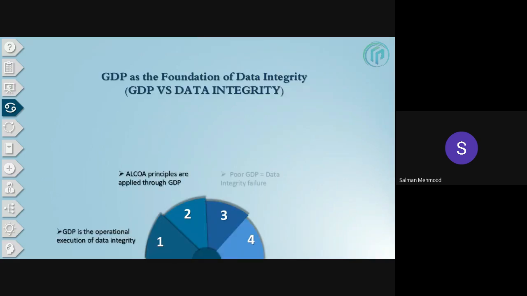GDP versus data integrity. Our key story is data integrity, which is our main goal. But GDP is the tool. No GDP, no data integrity. Poor GDP, automatic data integrity failure.